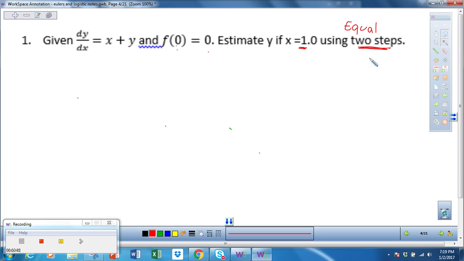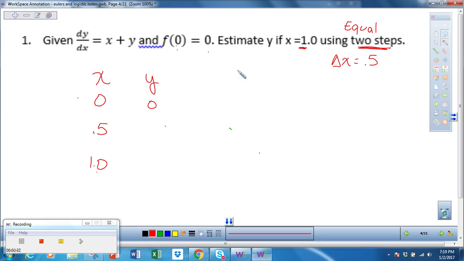So, just trying to figure out delta x. If I want to go from 0 to 1 in two equal steps, then my delta x should be, you got it, 0.5. So the way I'm going to write this is I'm going to start with my x values, and I start with my initial condition. Then I am increasing my x by delta x. So my next x would be 0.5, and then the next one would be 1.0. So I've done two steps.